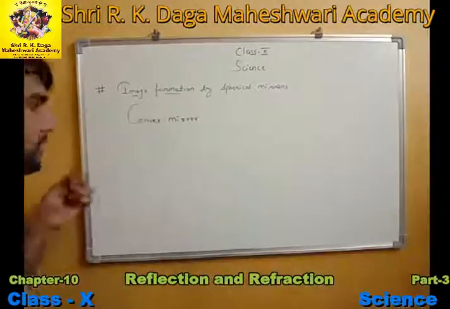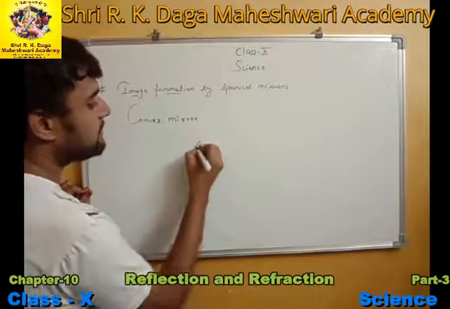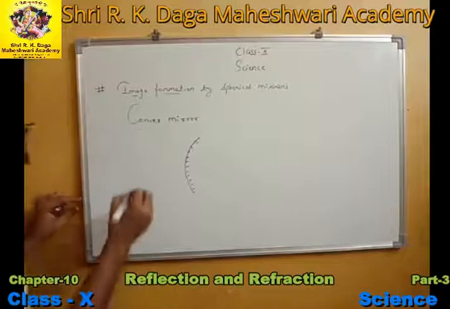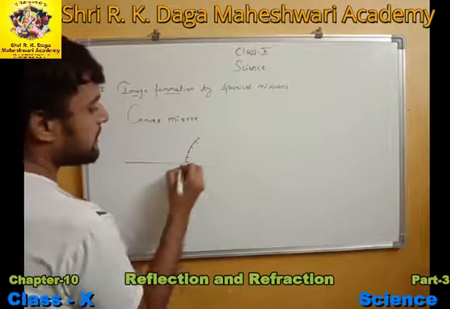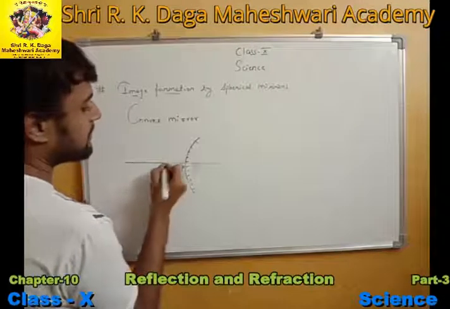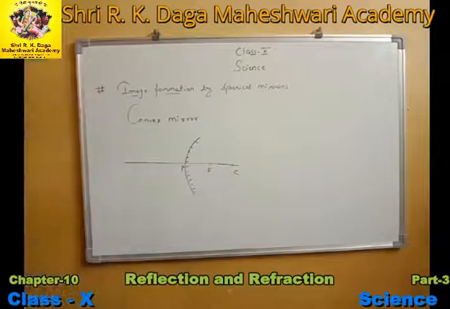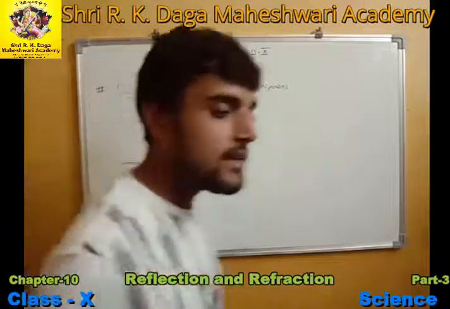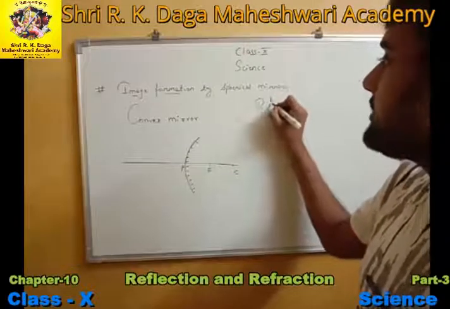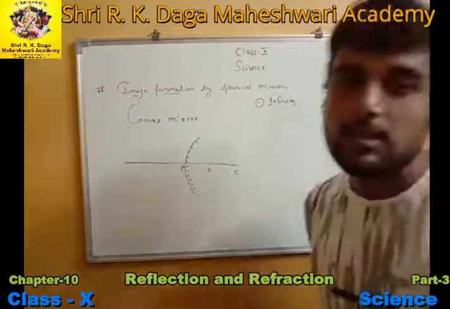Okay, we know that a convex mirror is the mirror which is polished from inside, right? So this will be our convex mirror. This is the principal axis, P is the pole, F is the focus, and C is the center of curvature. Okay, so in case of convex mirror, there are only 2 cases. The first one is when the object is at infinity, then how the image will be formed, this we will see.